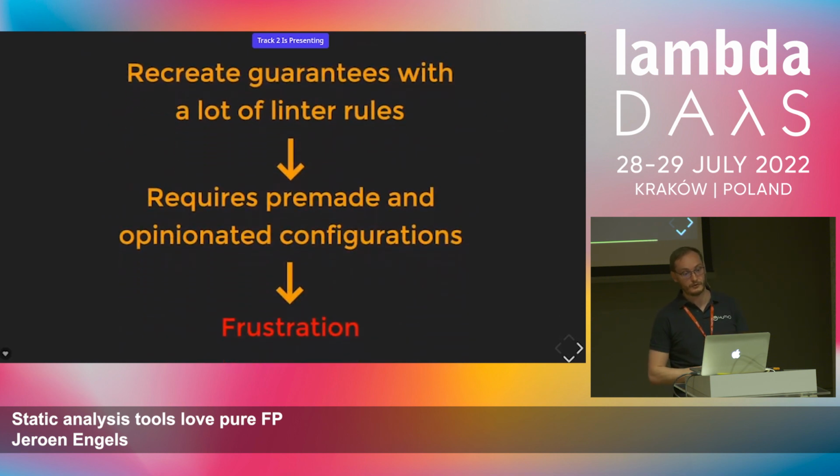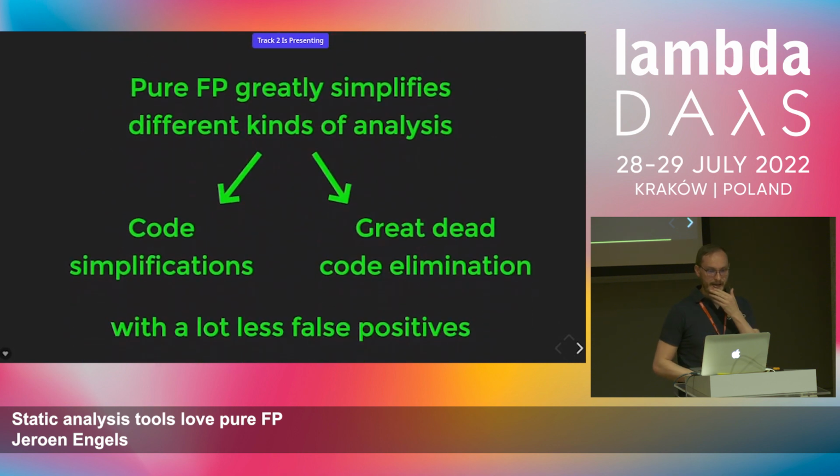If you don't have those tools, communities are going to recreate those guarantees using a lot of linter rules. Those usually, in the end, require pre-made or opinionated configurations. And when people adopt those, that's going to create frustration because people don't agree with the rules that they've enabled. And when you have a pure functional language, that greatly simplifies different kinds of analysis.